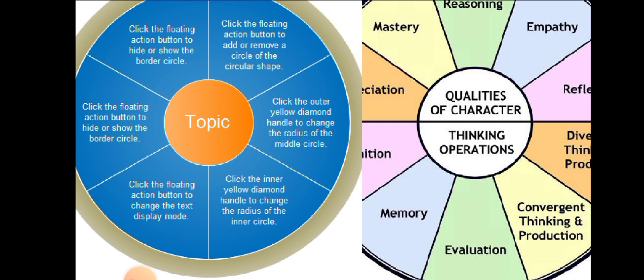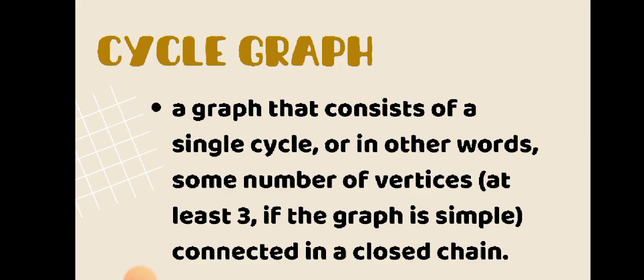So a central concept in the middle with related ideas radiating outward. The purpose of the wheel map is to emphasize a central idea and its immediate relationships, which is useful for brainstorming and organizing the main ideas and direct connections. So next is the cycle graph.